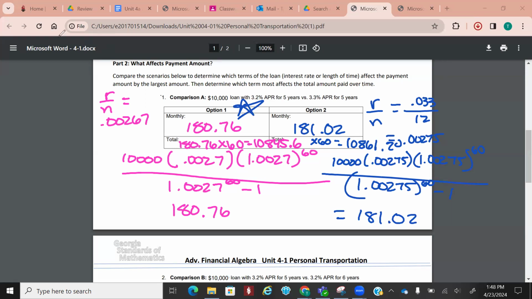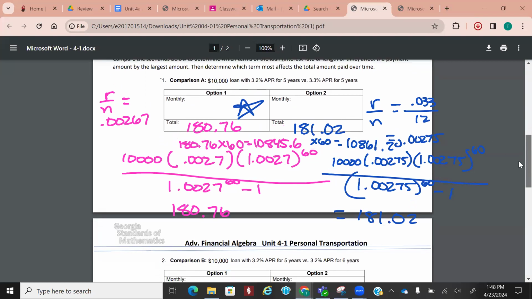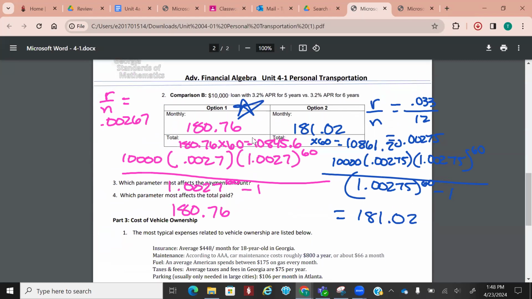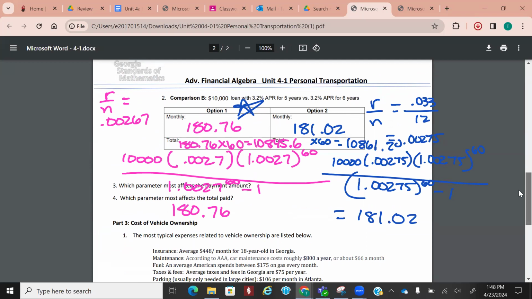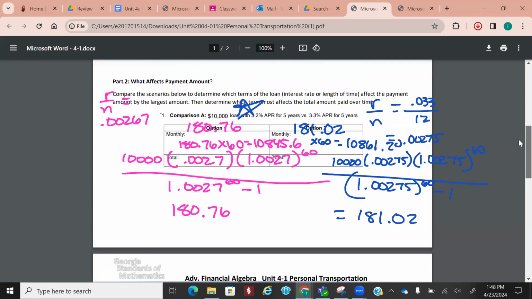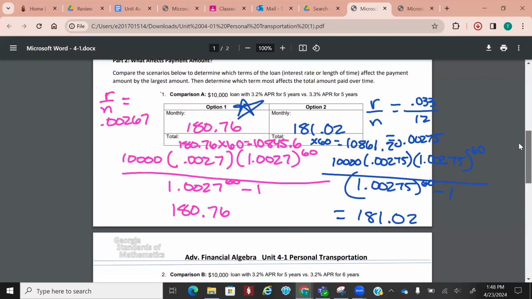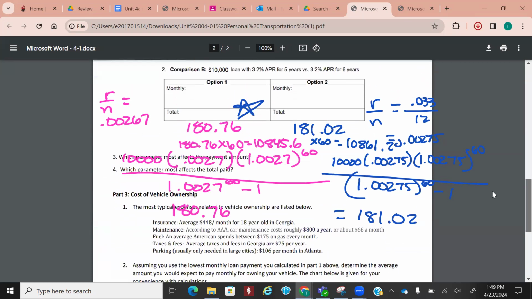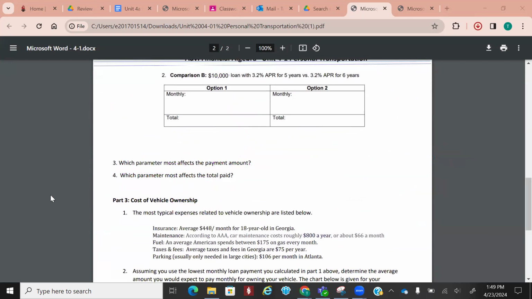Okay. Now, on the next one, the only thing that they changed was the amount of years. So this is still the same. I think it's still the same. Yep. Okay, so let's look at this next one. Okay, so we're going to do this for monthly, and then we're going to do it for total. And the only thing that has changed is years.